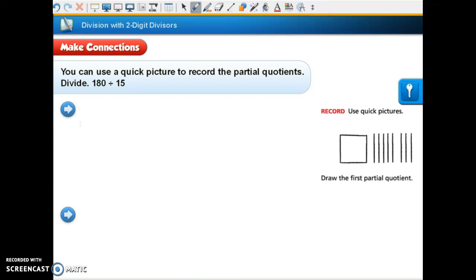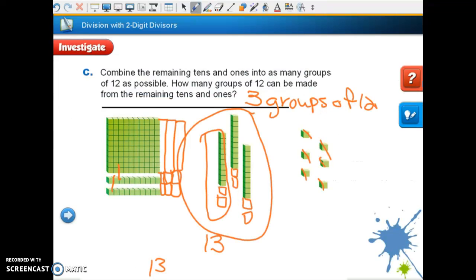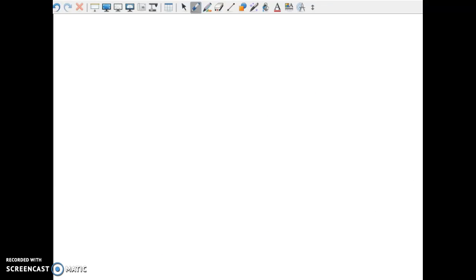Okay, now we're going to talk about the bottom. They don't give that to me on my thing, so I'm going to go to a blank page. And the first question is explain why you still need to make groups of 12 after step B. So when you had your 3 groups of 12, why did you need to take your leftovers and make groups of 12?